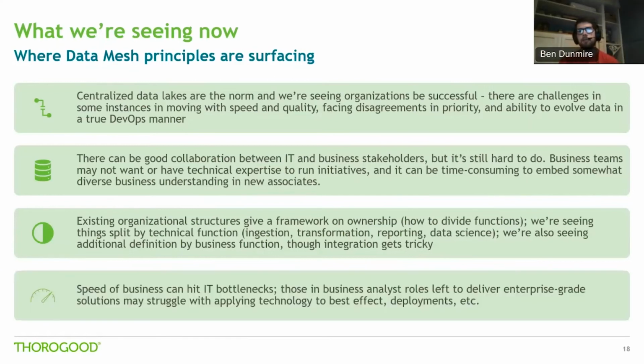And then I mentioned this a couple of times. It's often cited and just general thinking that sometimes the speed of business can run into IT bottlenecks because things are complicated to do. Things take quite a bit of time to understand, deliver, test, deploy, maintain, all those sorts of things. And on the other side, we've seen situations where business analyst teams trying to deliver enterprise grade solutions might not have a complete understanding of technology, how to apply it to best effect, things like deployment. So how do you mesh all these different vast areas of knowledge and understanding of situations and systems and bring it all together to really tackle data analytics with some efficiency and intention?